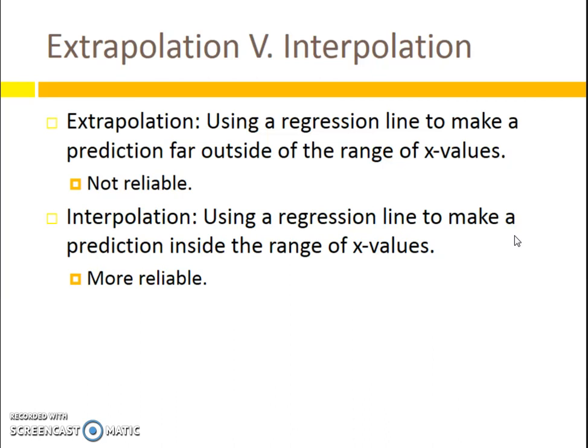Now, when you're predicting, you do need to be a little bit careful. There's this thing called extrapolation. Extrapolation is when you're using a regression line to make predictions that are outside of the range of x values that you got your data from. It's not very reliable. If you already did that last example, you might see why. Now, interpolation is when you're using that regression line to make predictions inside the range of x values. It's going to be a little bit more reliable. You still need to be wary, but it's more reliable there.